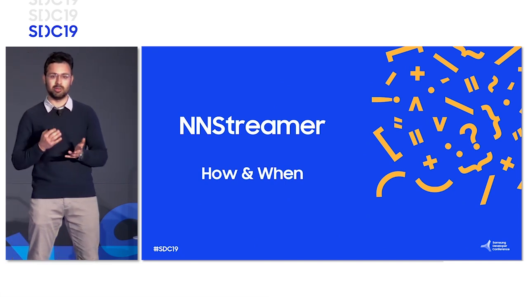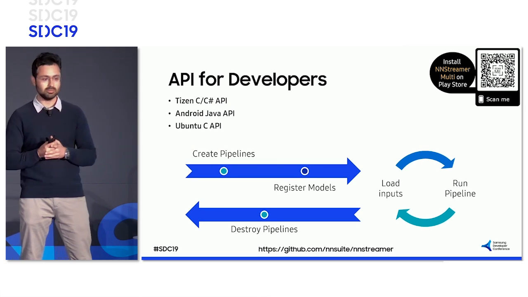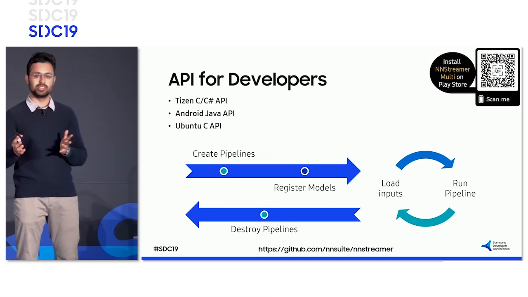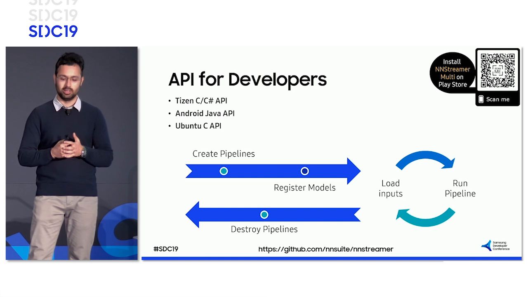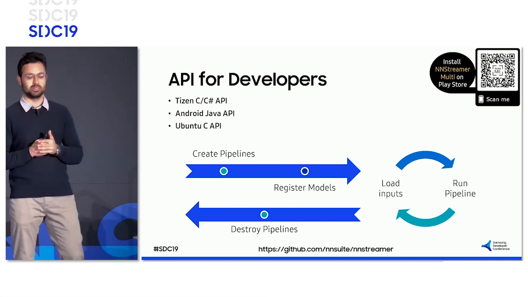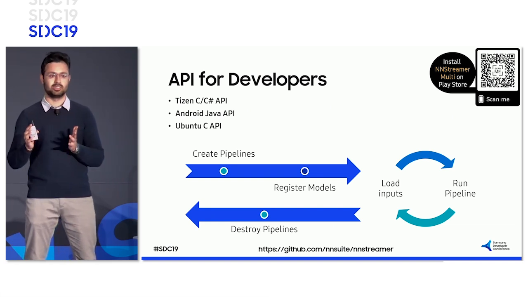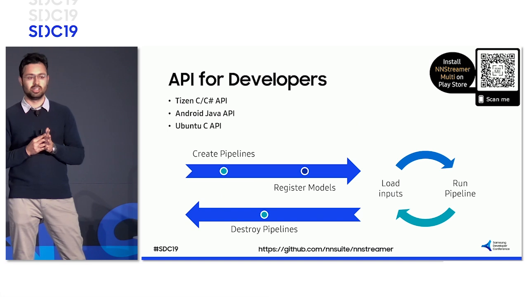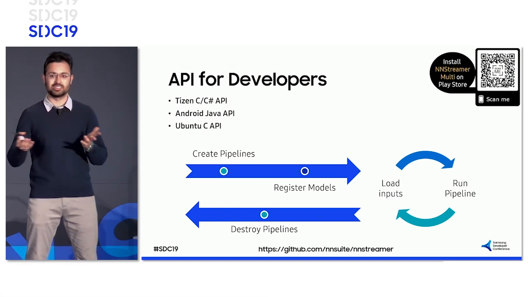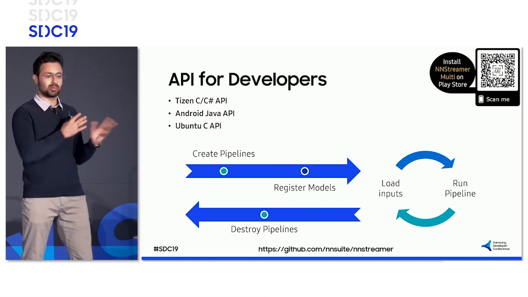And this is where the APIs of NNStreamer, which I talked about, will come in. So we have C and C# APIs for Tizen. We have Java API for Android and C API for Ubuntu. The API set is powerful but very simple. The first step is creating the pipeline. We already saw how to create the pipeline. We create our own pipeline.